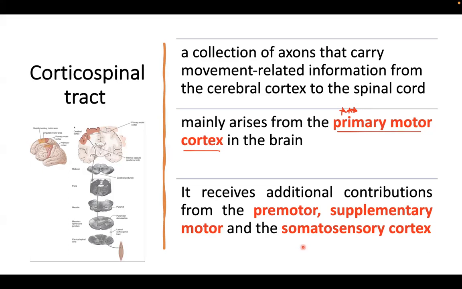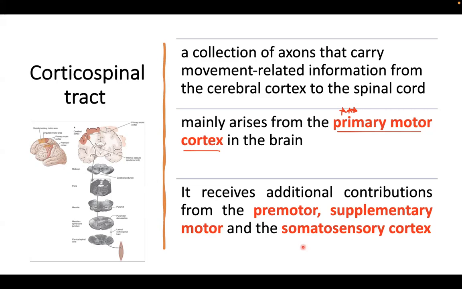So for movement to occur, for motor function to occur, these areas of the brain will supplement each other. So one more time, majority arises from the primary motor cortex.